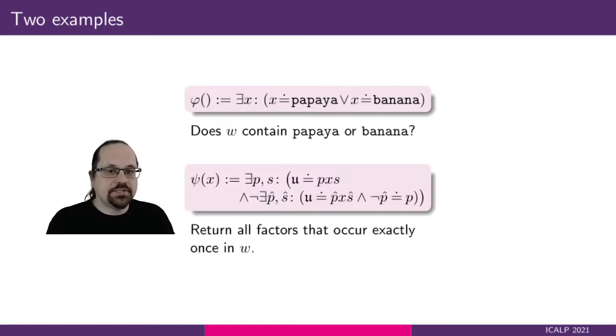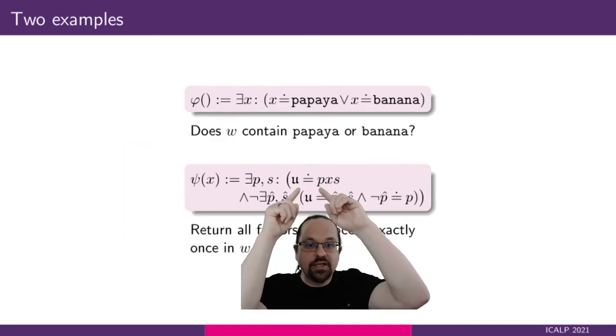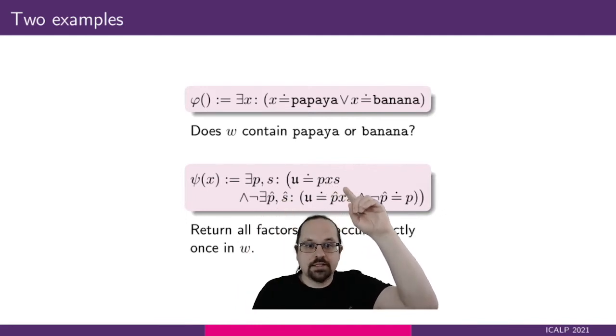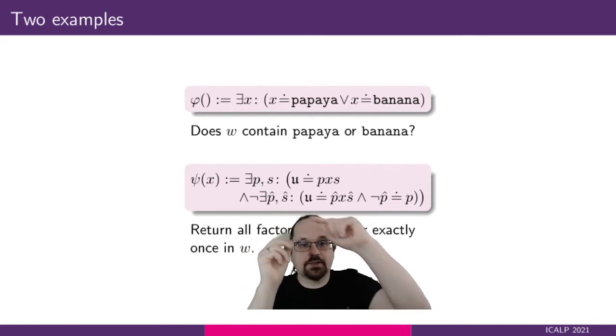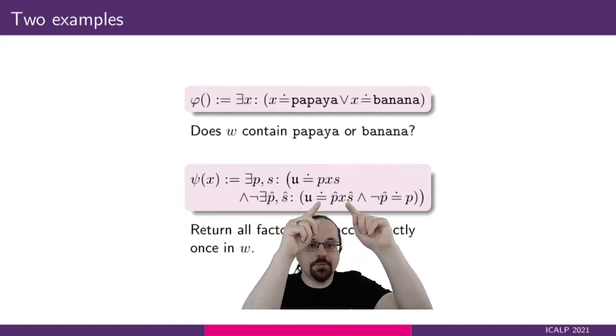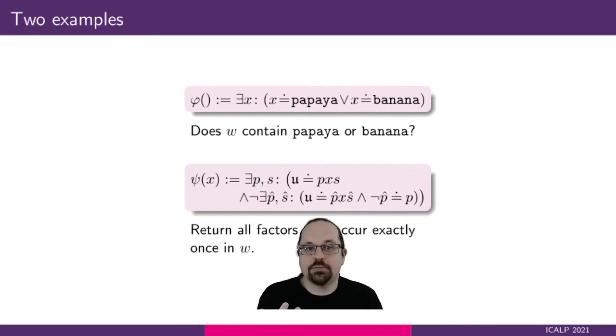This one is more interesting from that point of view. It says, give me all factors, so return, because we have a free variable here, that occur exactly once in W. We can decompose our main word into factors p, x, and s, just cutting it into 3 pieces. And we cannot find another decomposition that does the same thing, but the start is different. And that is something that you cannot express in MSO, because you need to do something like string equality. You could only do it for factors of a bounded length.